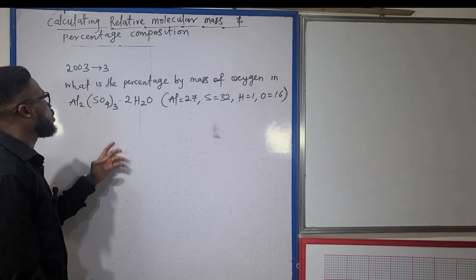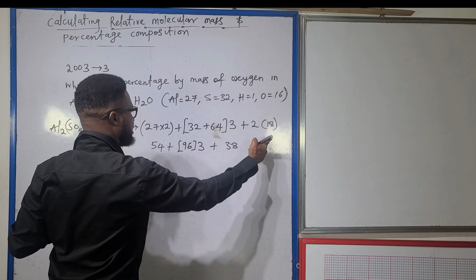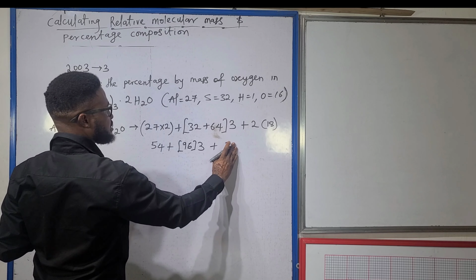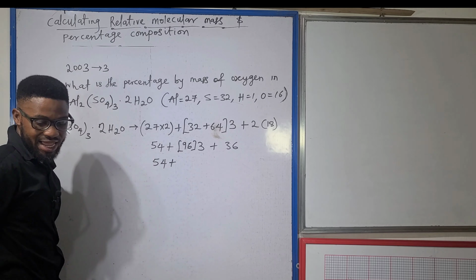Water is 18. So when I take this together, this is 54 plus 32 plus 64. That is 150... that is 96, 96 times 3, plus 2 times 18, which is 36. So I have 54 plus 96 times 3, which is going to give me 288, plus 36. So that gives us 378.